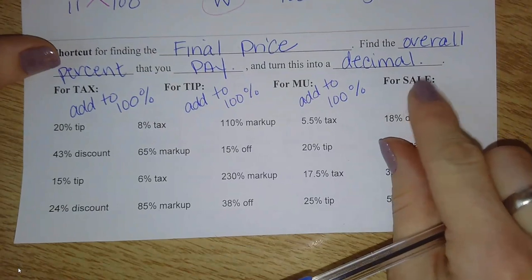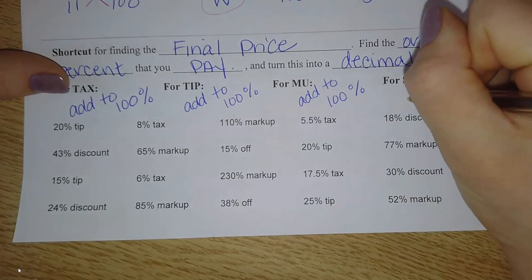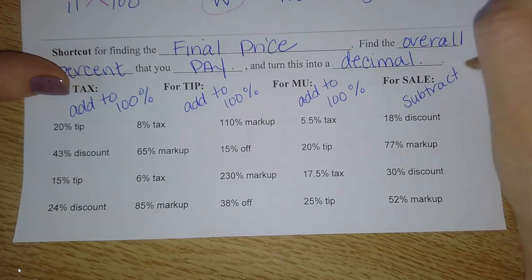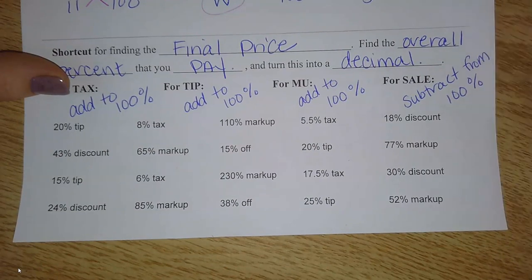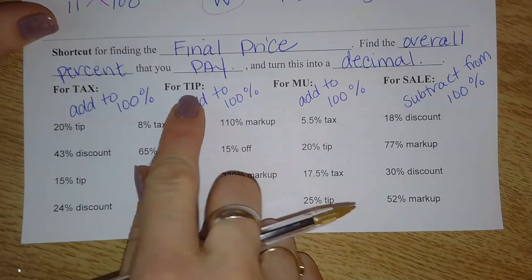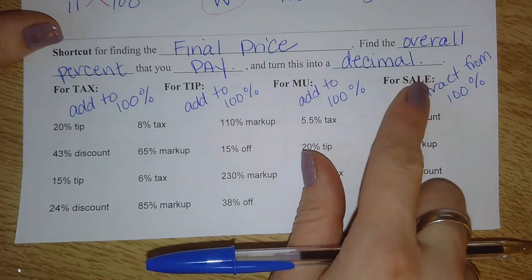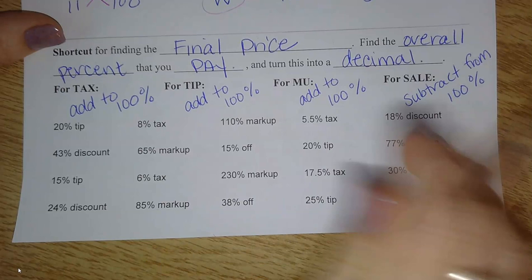And then if it's a sale, clearance, discount, coupon, anything like that, you're taking away from 100%. So subtract from 100% for those. Okay? So we just have to understand tax, tip, markup all make our costs go up. Sale, discount, clearance, anything like that would make our costs go down. Okay? So let's do the first row here.